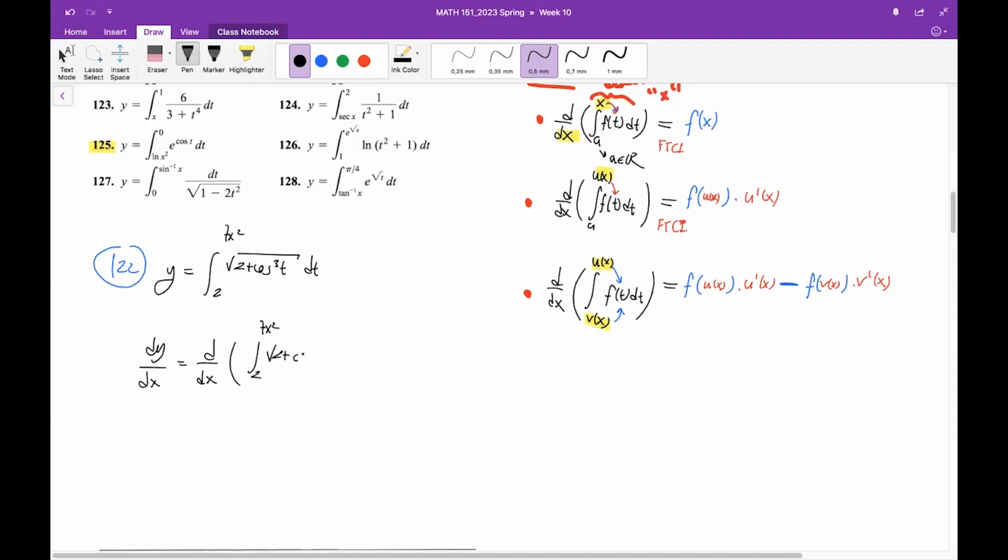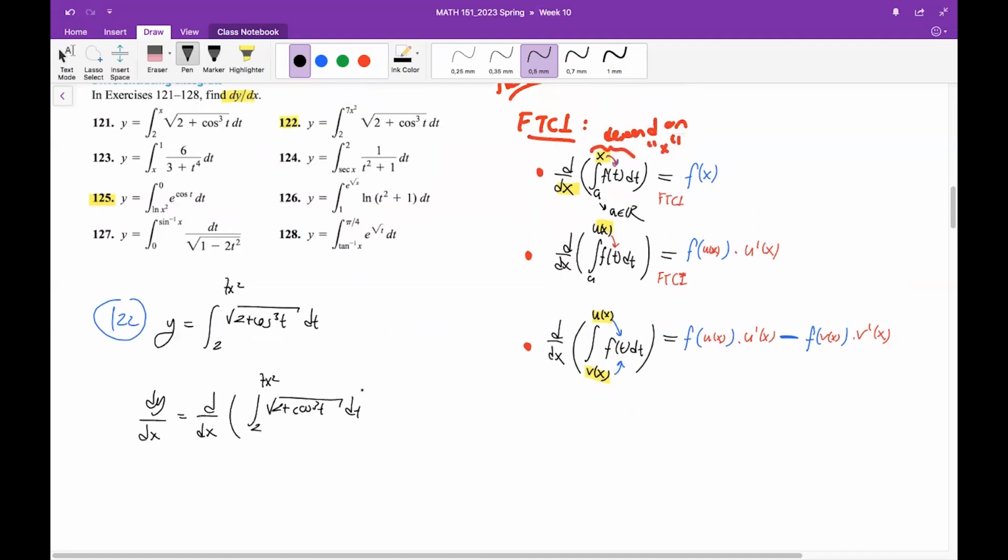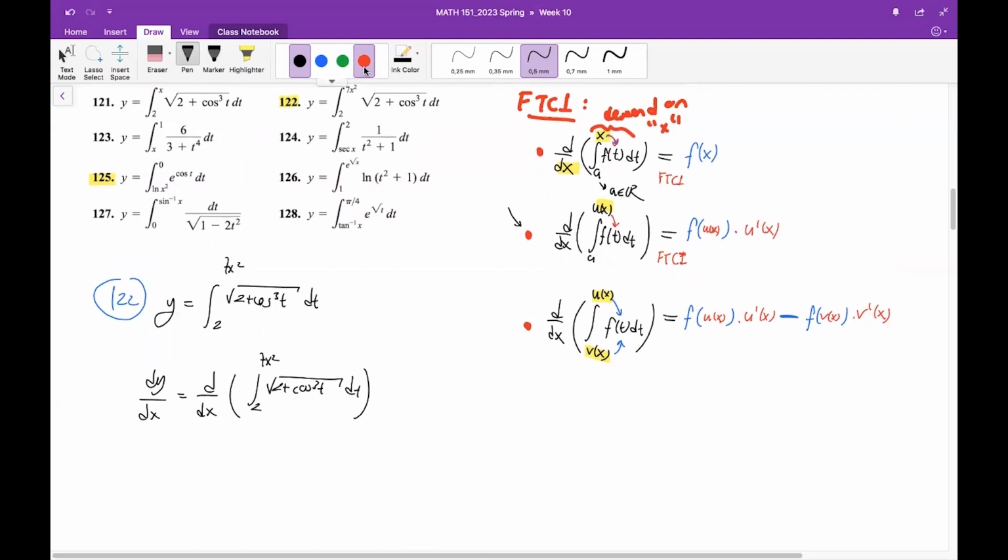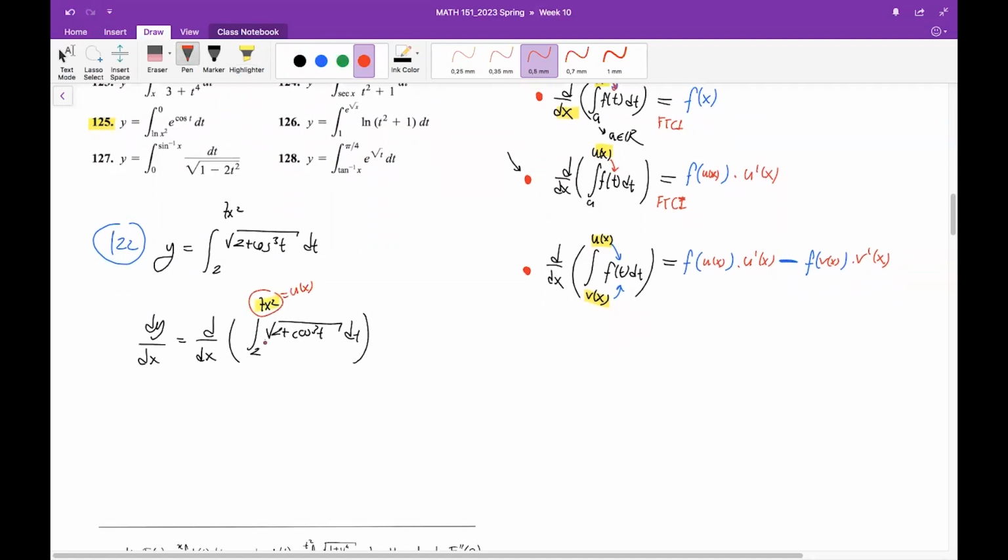And the structure of the question totally fits the fundamental theorem of calculus part 1 for this case, right? You see we have u of x here. This is our u of x. What is f of t? f of t is given as this square root function.